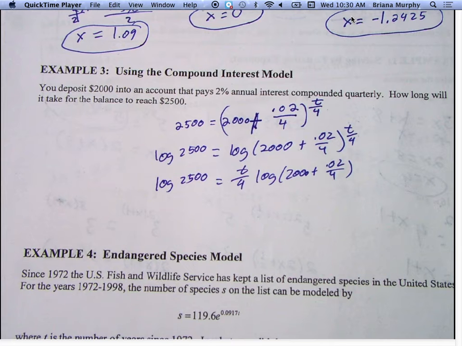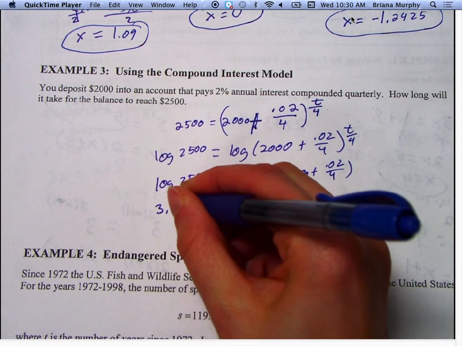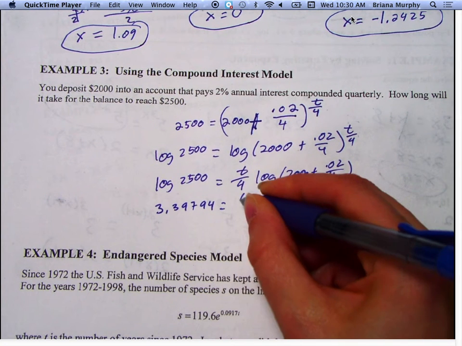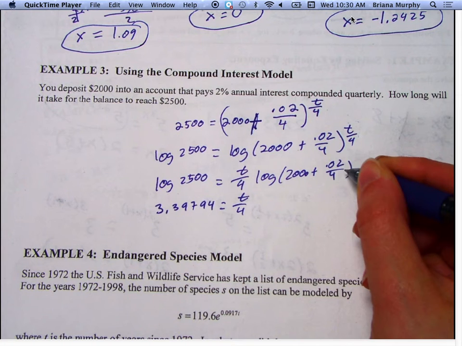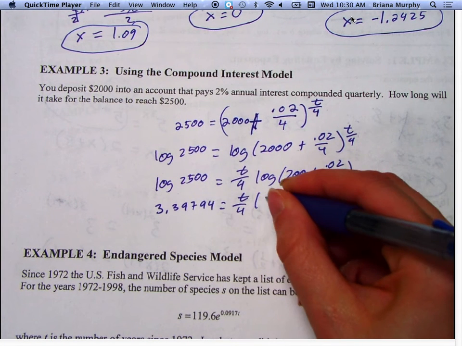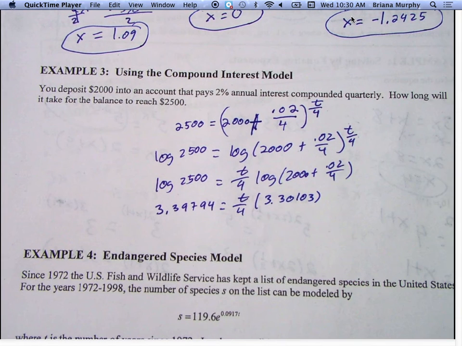So now I'm going to do log 2,500 and put it in my calculator. And I get 3.39794 equals t over 4. And I'm going to put log of 2,000 times 1 plus 0.02 over 4 in my calculator. And I get times 3.30103. Okay, so all I'm doing is putting it in my calculator right now.